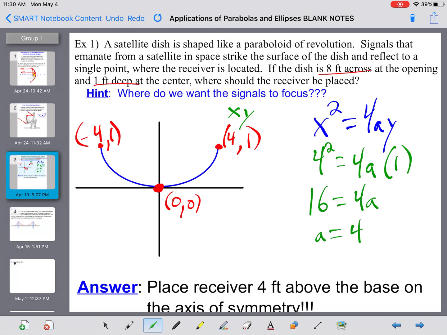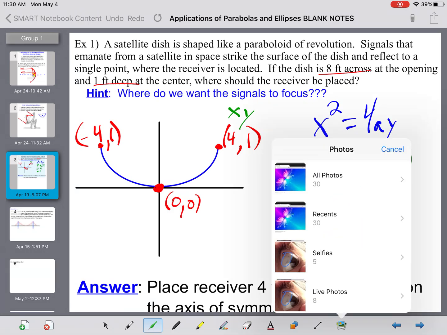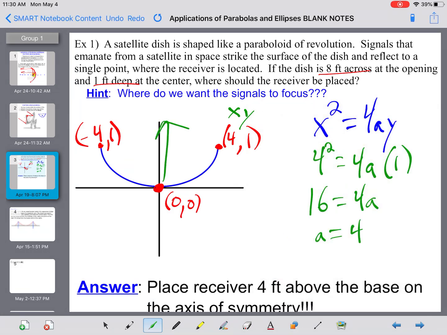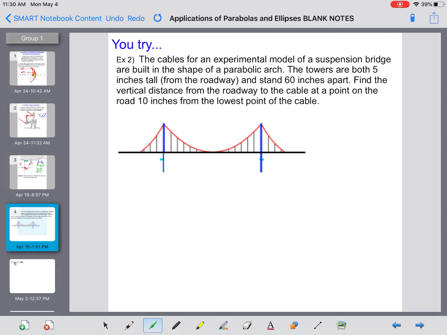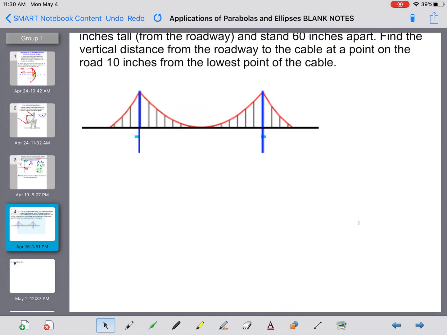I don't need an equation. I don't need to do anything else. The question asked where to put the focus. And if I graph this, if I go up from my vertex, right there, up 4 units, my focus is going to be somewhere up here, right? There's the focus at 0, 4. It's going to be off the graph a little bit. And that's why I have the sentence worded the way I do. Place a receiver 4 feet above the base on the axis of symmetry, right? So for this problem, all I had to do was find the a value, and that was the key to know where the focus goes. That's it. Okay, let's go another one.